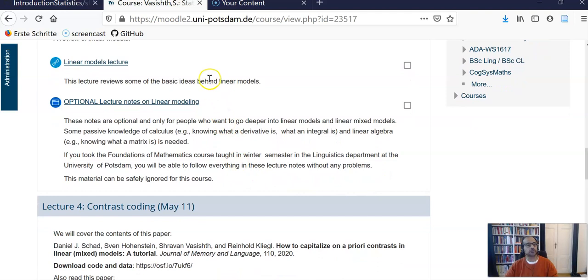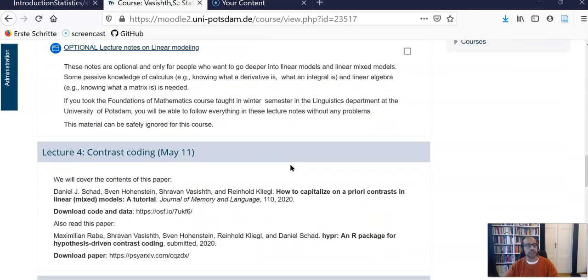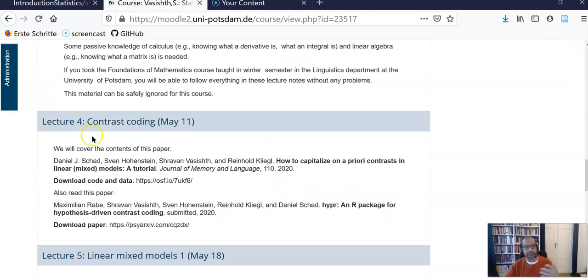Okay, so assuming that you have some basic idea of linear models, and you may or may not have listened to my linear modeling in the matrix form lecture, I will then provide a very intuitive lecture on using contrast coding for defining your research hypothesis in your data analysis. There's a paper that we have written that provides a very detailed and, I think, quite accessible tutorial on how to do this. So you are encouraged to go through all this material.